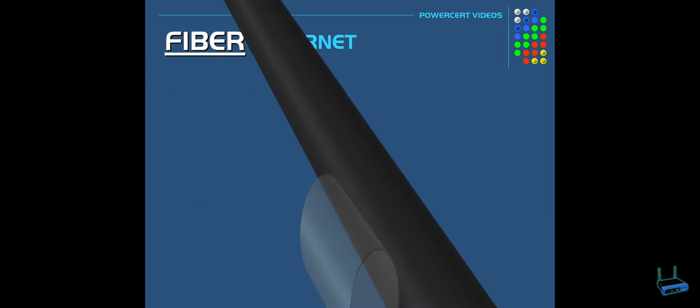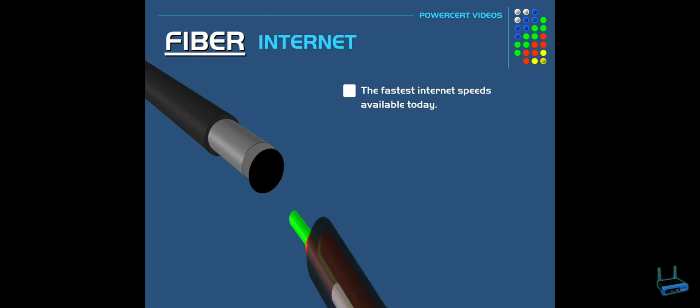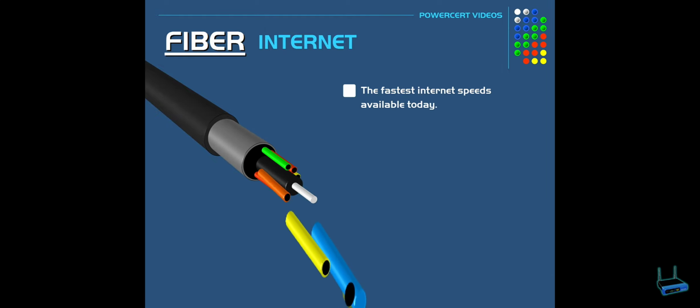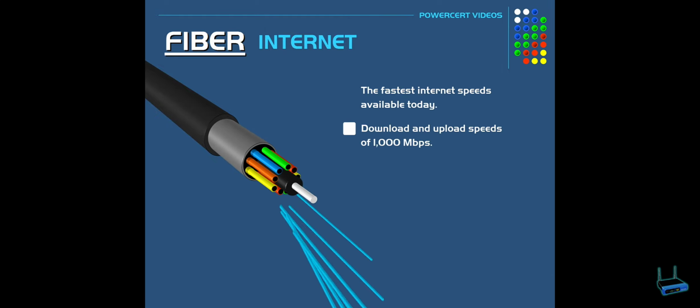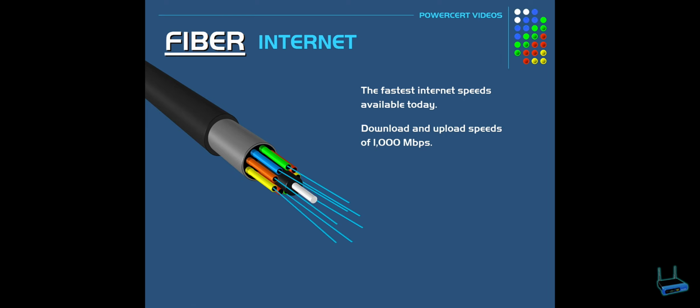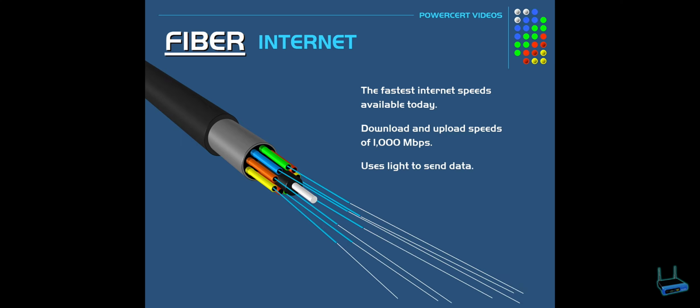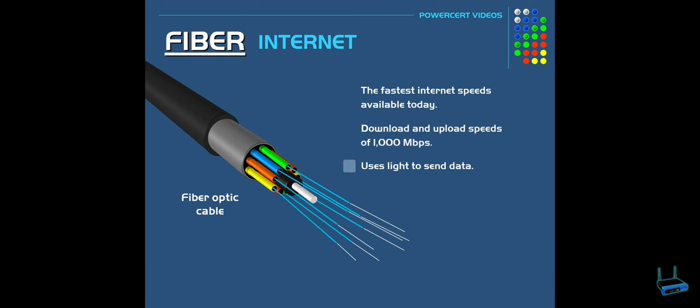And finally, there's fiber internet. Fiber offers the fastest internet speeds available today. It has download and upload speeds of 1,000 megabits per second, so it's very fast. And the reason why it's so fast is because it uses light to send data running through fiber optic cable. And fiber optic cable is what's already used as the backbone of the internet.